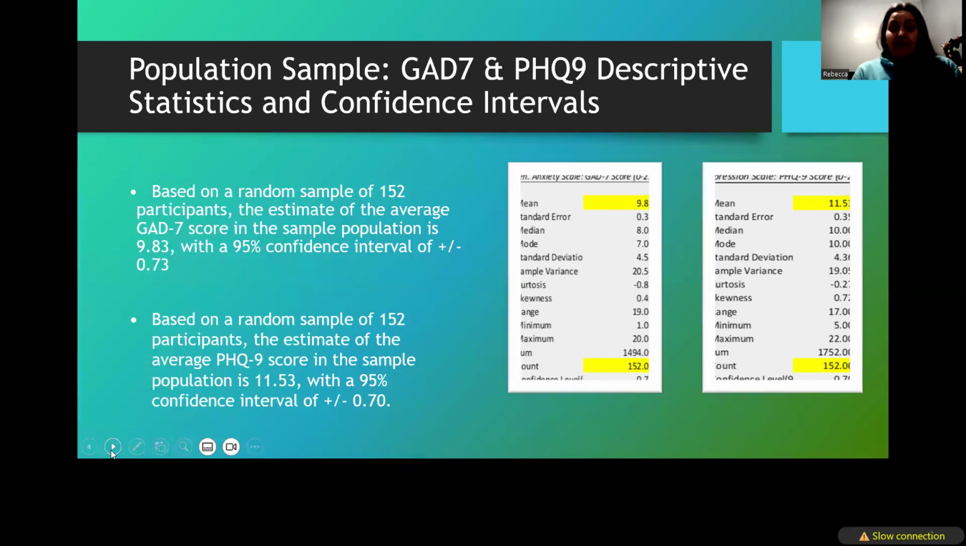For the GAD-7, based on the random sample of 152 participants, the estimate of the average GAD-7 score in the sample population is 9.83 with a 95% confidence interval of plus or minus 0.73. And for the PHQ-9, based on the same random sample of 152, the estimate of the average PHQ-9 score in the sample population is 11.53 with a 95% confidence interval of plus or minus 0.70.